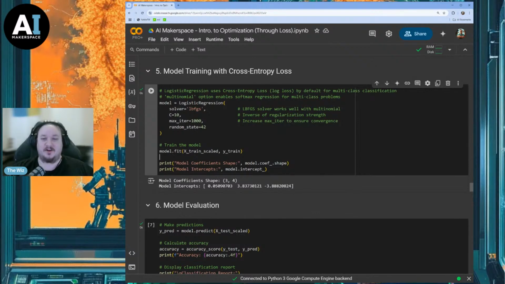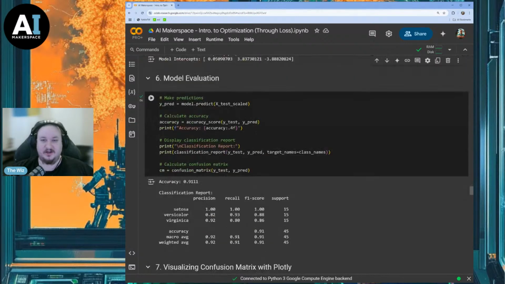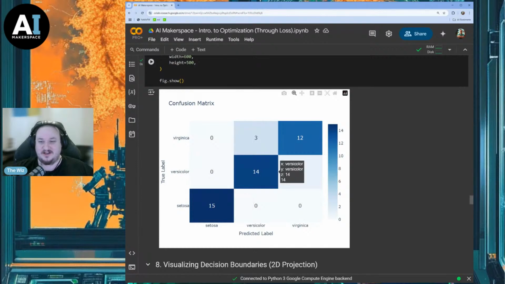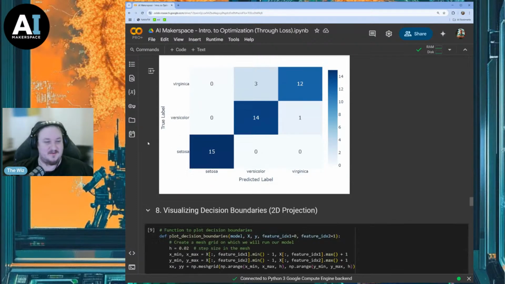So how do we train the model with cross-entropy? Well, we just use .fit. This is just normal logistic regression. We need those logs, right? So log loss, and then away we go. We can evaluate the model and see how well we did. We can build a confusion matrix to see how well we did. We're nailing Setosa, Versicolor, and Virginica, however you say this word. A little bit of confusion here, but Setosa, 10 out of 10, we're nailing it.